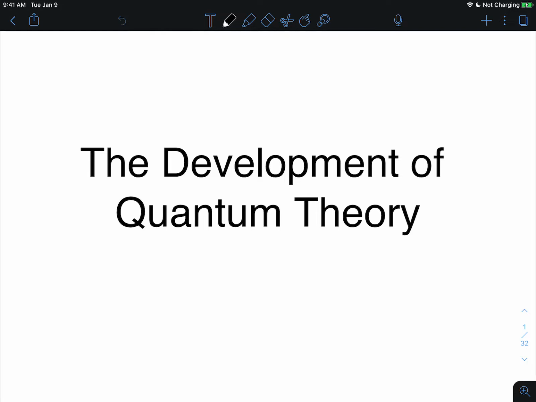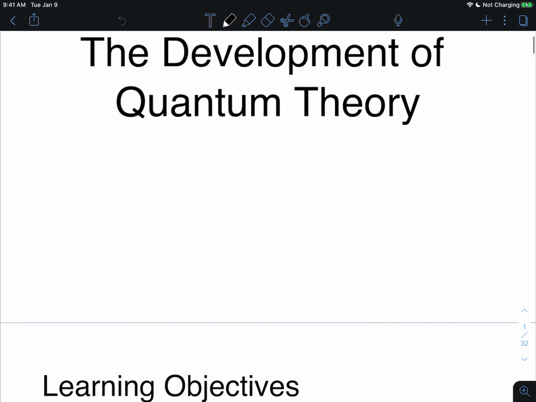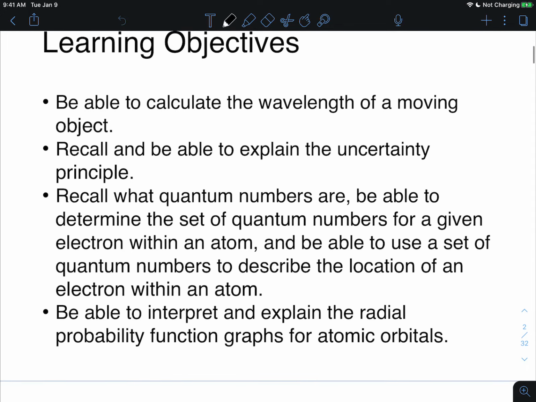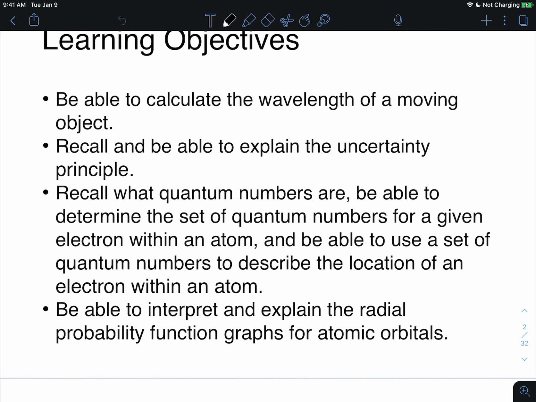Hello. In today's theory, we're looking at the development of quantum theory. So taking the idea of quanta and developing a whole theory around it. At the end of this, we should be able to calculate the wavelength of a moving object. We're going to be looking at the uncertainty principle. We're going to be looking at quantum numbers, and we're going to be able to interpret and explain radial probability function graphs for atomic orbitals.